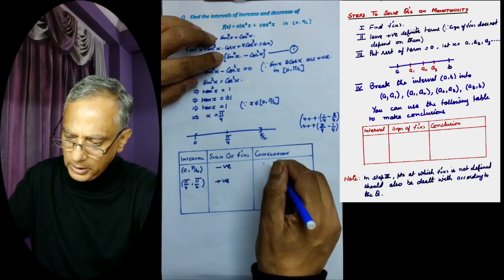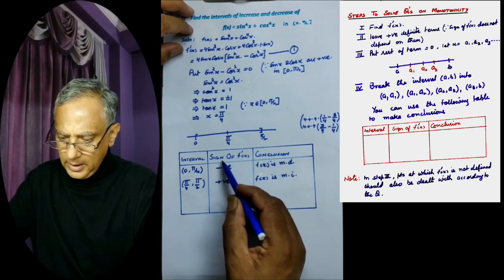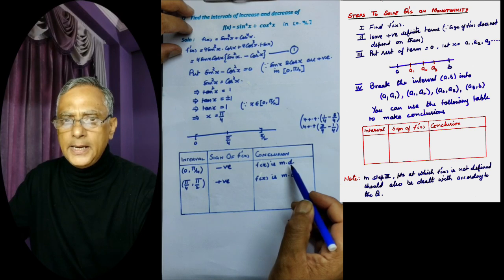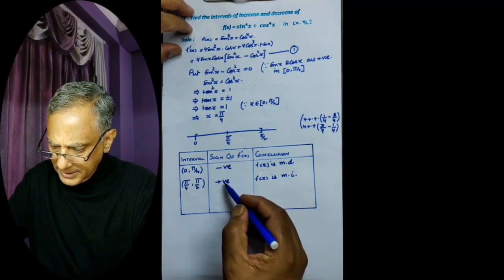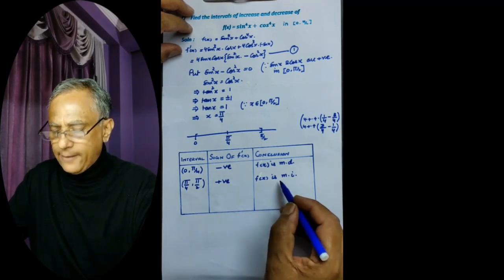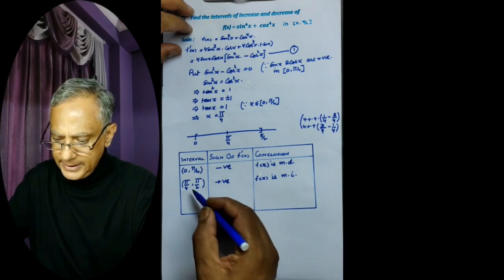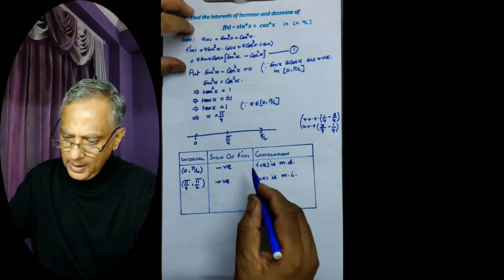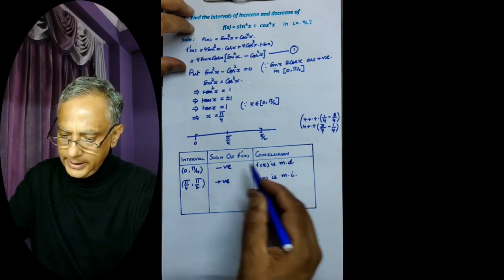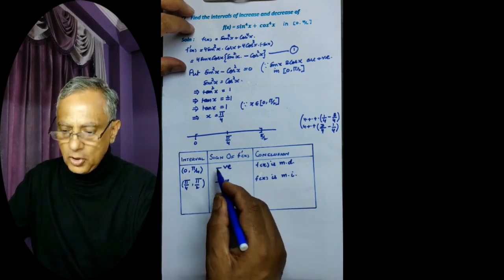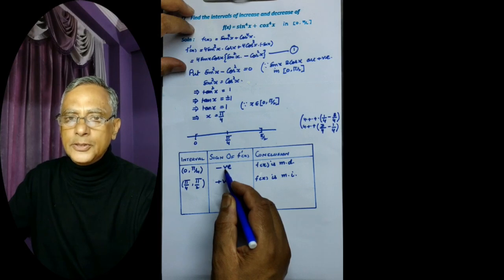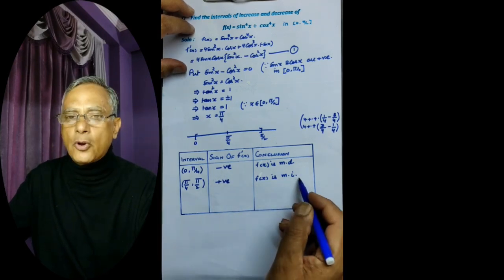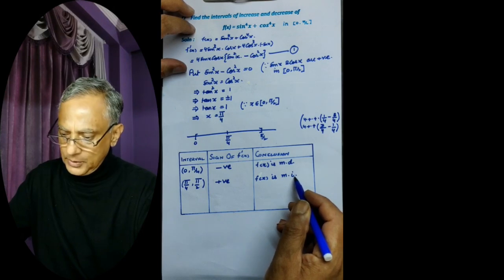So this will be positive, and we can now draw the conclusion. Therefore, f dash x is negative, therefore f(x) is monotonically decreasing. f dash x is positive, therefore f(x) is monotonically increasing in this interval. In fact, f(x) is strictly monotonically decreasing in this interval because this is less than 0. This is strictly greater than 0, therefore f(x) is strictly monotonically increasing in this interval.